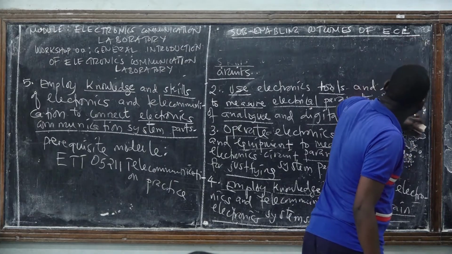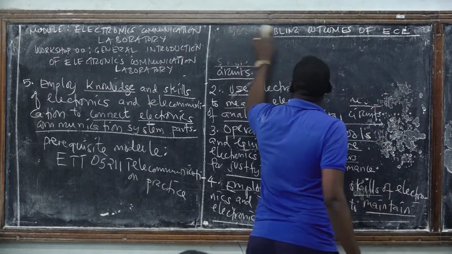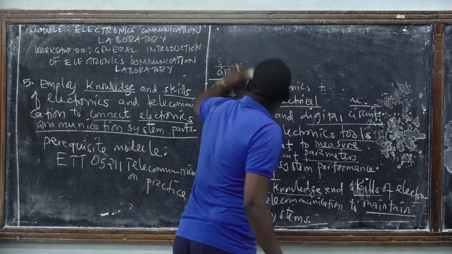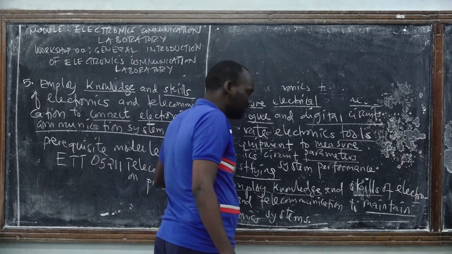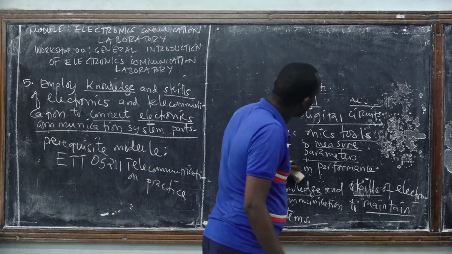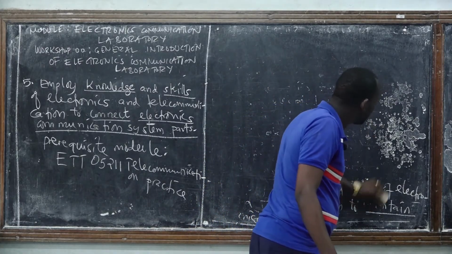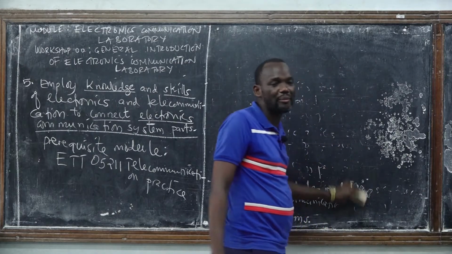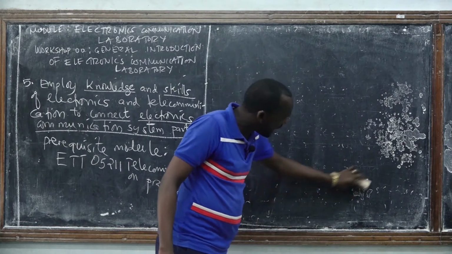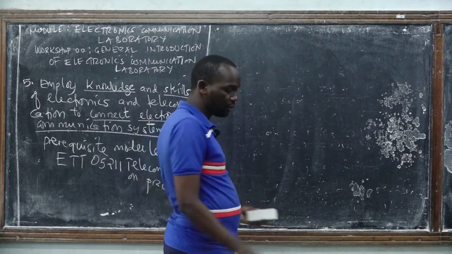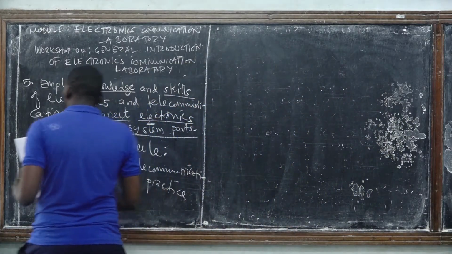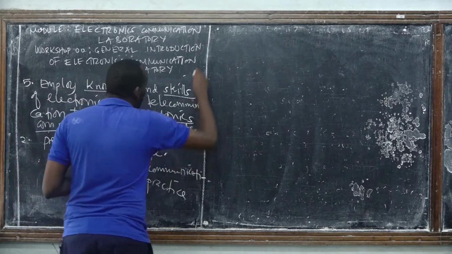So if you missed the contents of ETT 0521, you have to go and review them. Look for it, then grasp that concept. You will enjoy Electronics Communication Laboratory. So this is the prerequisite module. Then another piece of information, let's say number 2, sub-applications of number 1.